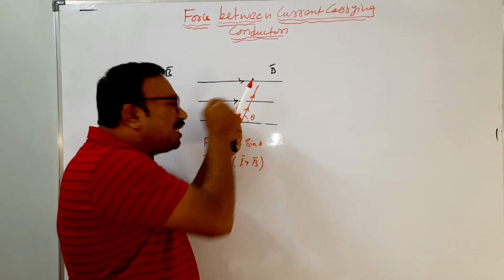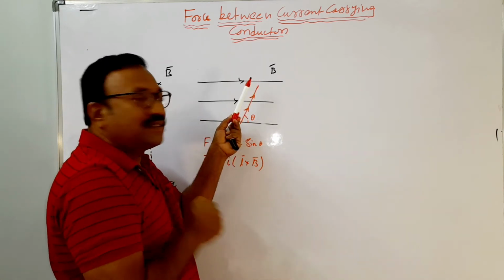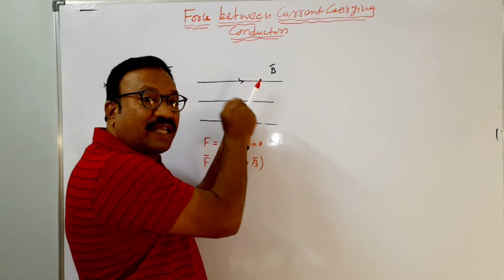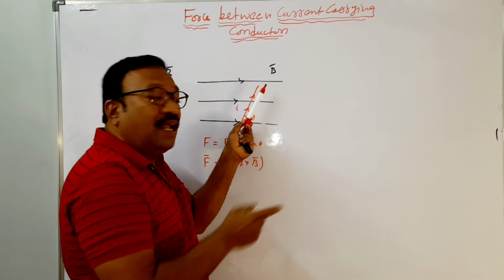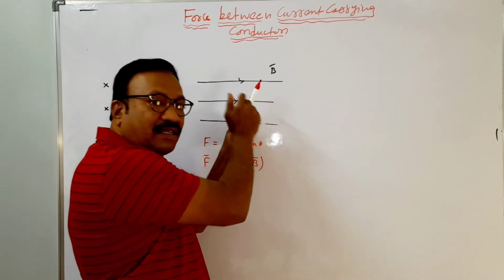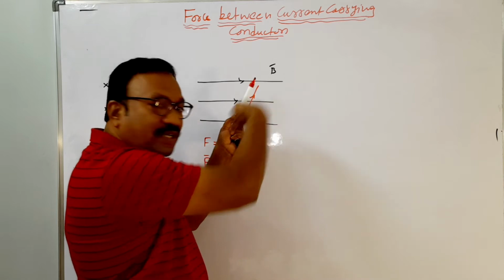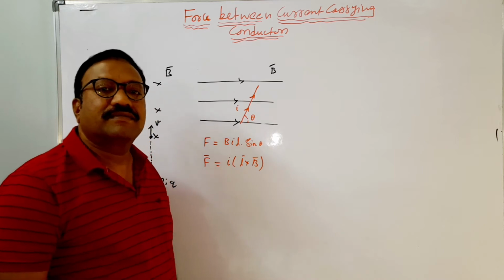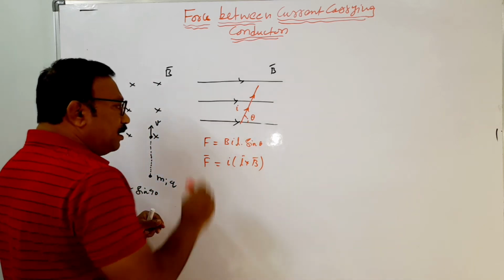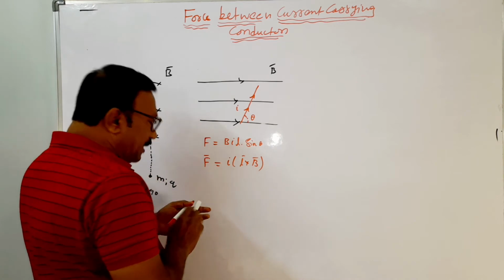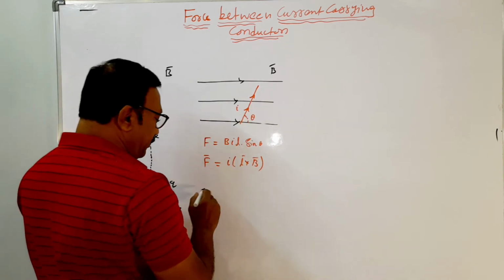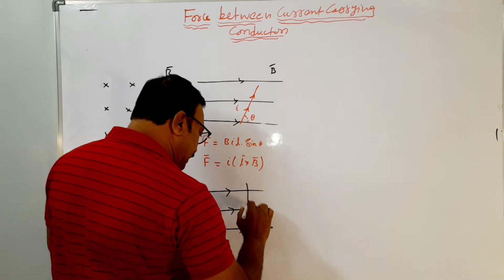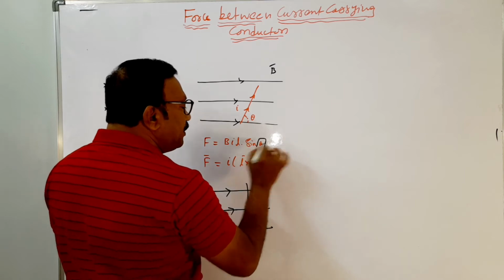Therefore the electrons in the conductor, because they are charged particles moving in the magnetic field, also experience the force. Because those electrons, flowing inside the conductor opposite to the direction of current, experience force, the conductor also experiences force. If the conductor is perpendicular to the magnetic field like this, then theta becomes 90 degrees.